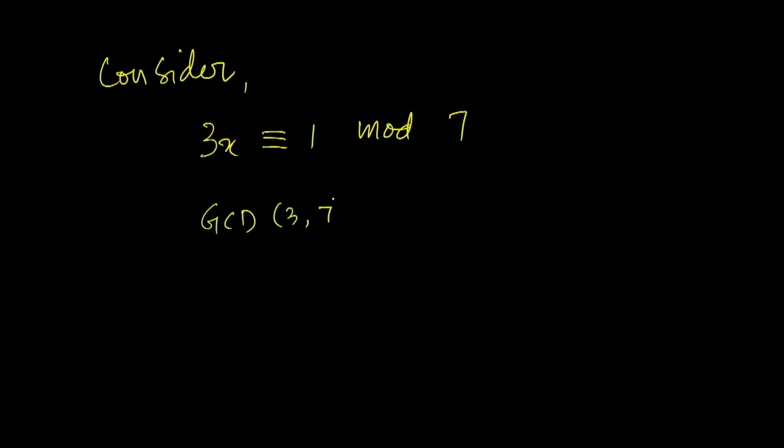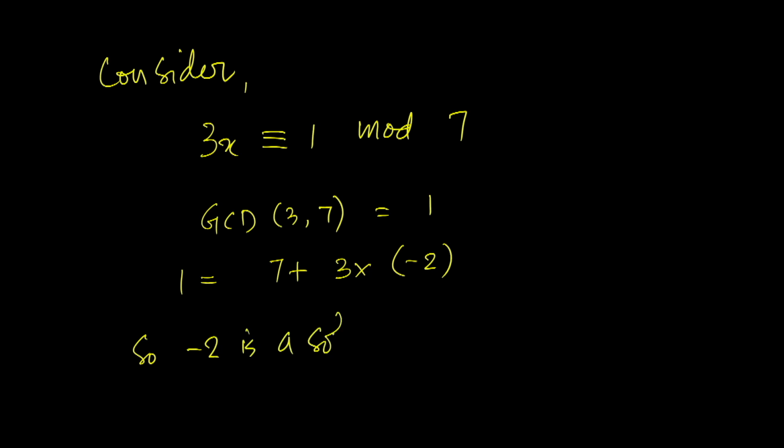GCD of 3 and 7 is 1. Therefore, 1 can be expressed as a linear combination of 3 and 7. So 1 is 7 plus 3 into minus 2. Therefore, minus 2 is a solution for 3x congruent to 1 mod 7. This 7 can be ignored since we are taking mod 7 on both sides. So we have 3 into minus 2 equals 1 mod 7. So minus 2 is a solution for this.